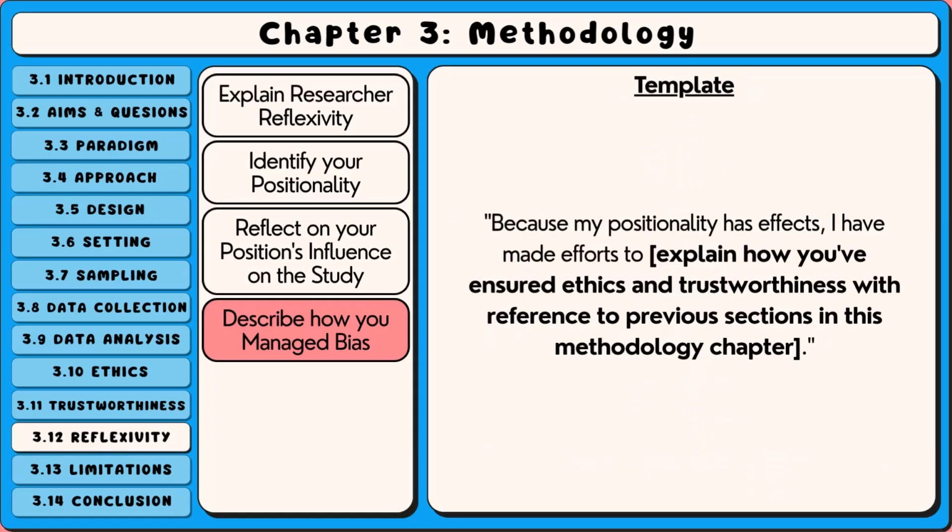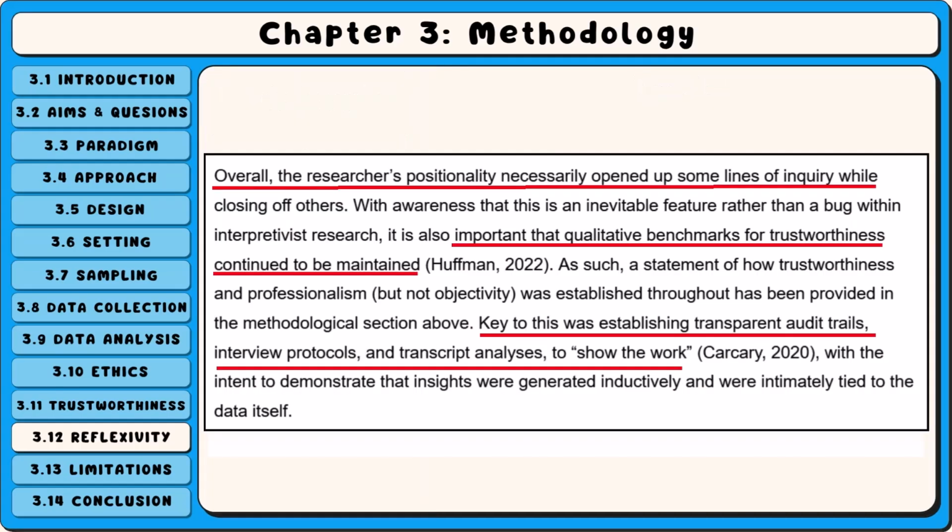Here's a template: "Because my positionality has effects, I have made efforts to..." and explain how you have been ethical and trustworthy with reference to previous sections in the methodology chapter. Here's an example. "Overall, the researcher's positionality necessarily opened up some lines of inquiry while closing up others. It is important that quality benchmarks for trustworthiness continue to be maintained. Key to this was establishing transparent audit trails, interview protocols, and transcript analyses to show the work."